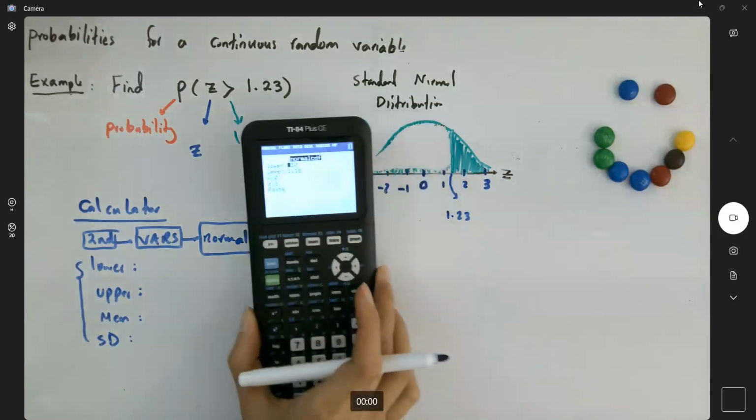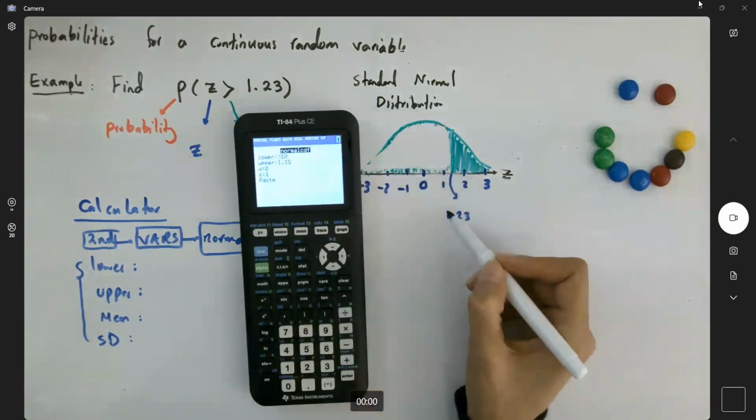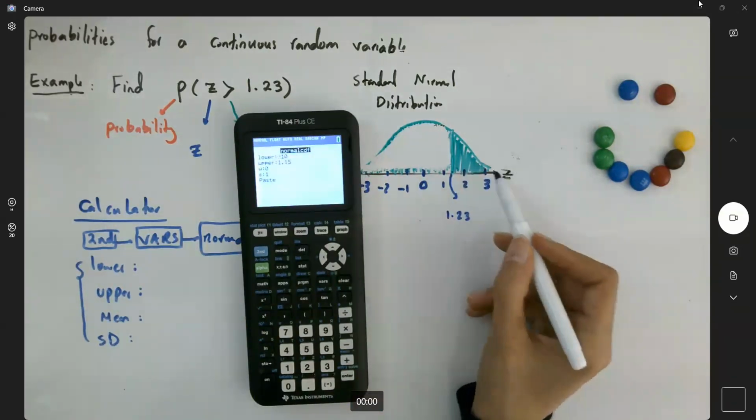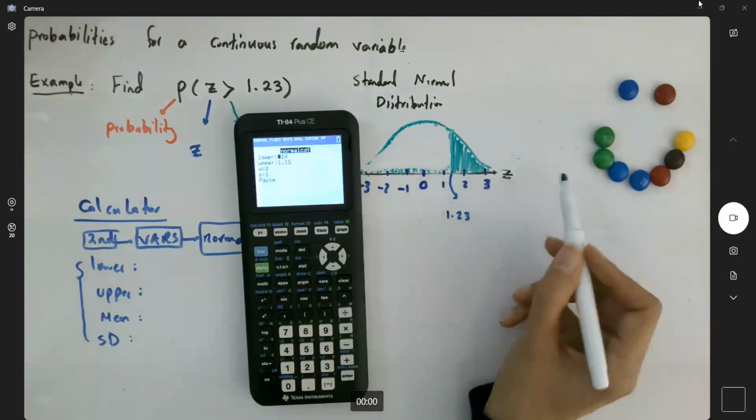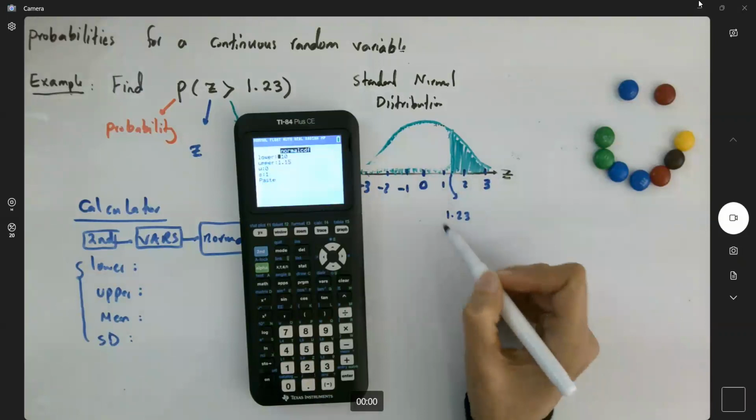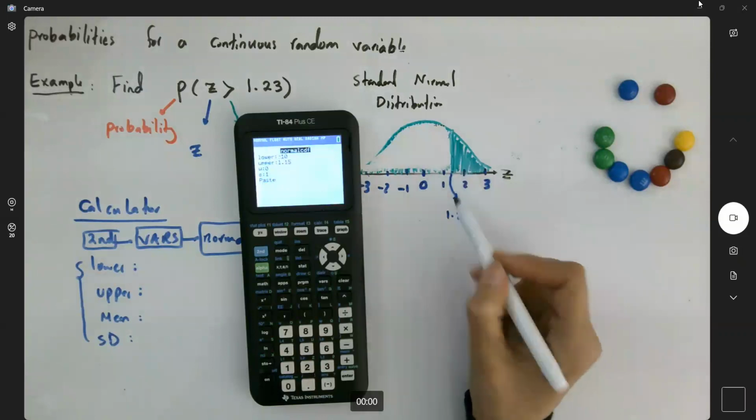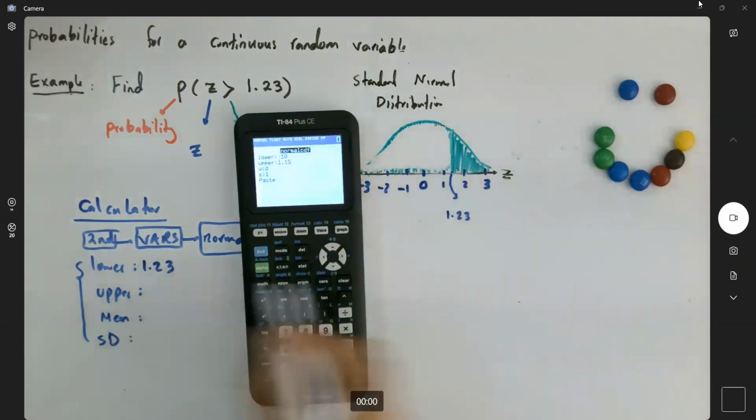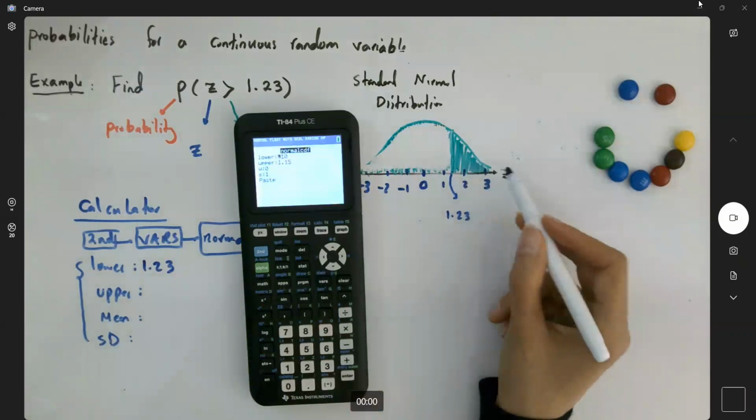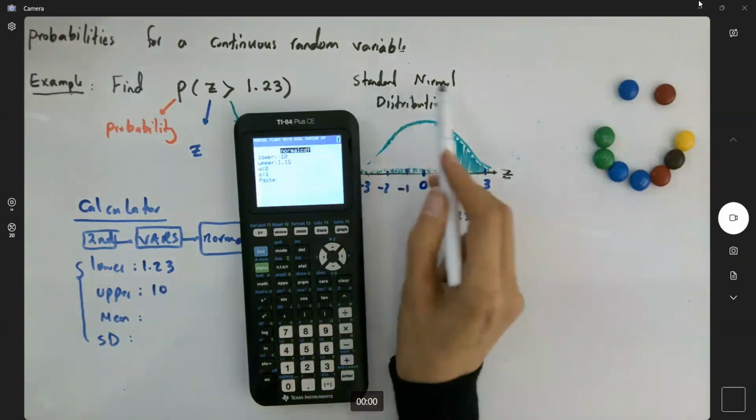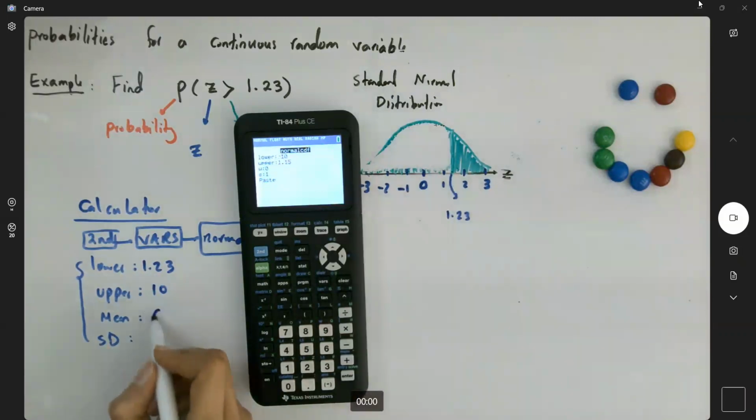So take a look at your graph. The lower limit, the smaller value is 1.23. What is the maximum value? It goes further to the positive side. The numbers are getting larger and larger. So your lower limit, the smaller number below this graph is 1.23. What about the larger number? This graph continues. So let us use, for example, a large positive number like 10. What is the mean? Mean for standard normal distribution, z values, always 0. Standard deviation is 1.